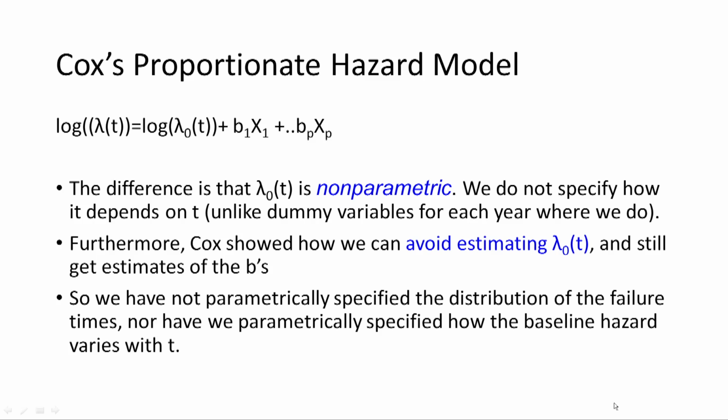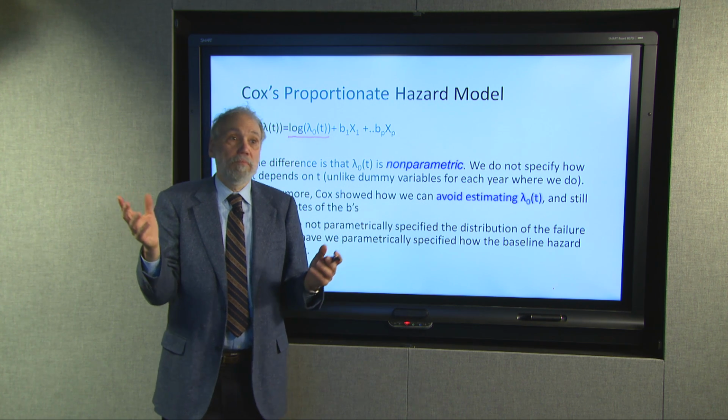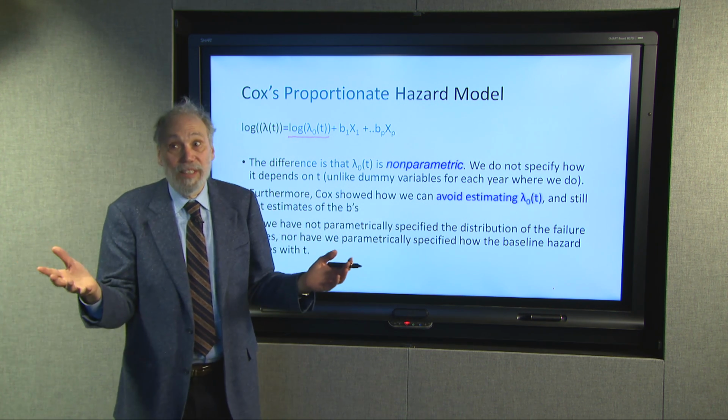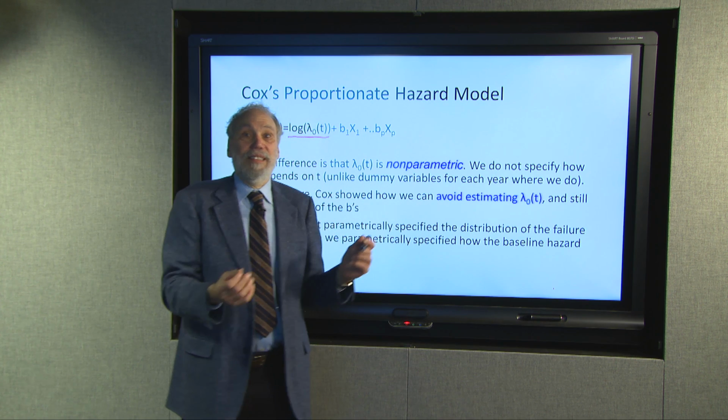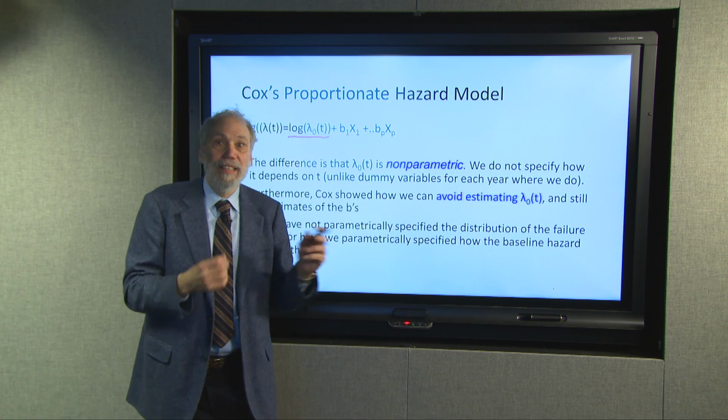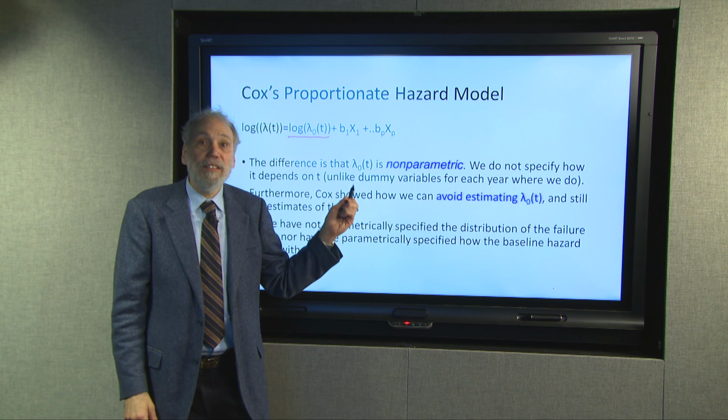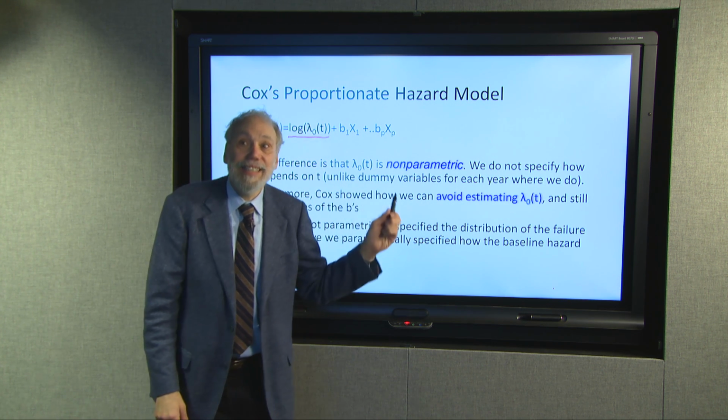So the Cox proportionate hazard model is almost identical except that instead of putting in dummy variables for each year to capture how the baseline hazard varies over time, I put in some function of time. Okay. Well, dummy variables for each year is a function of time. This is a function of time. What's the difference? Cox doesn't tell you what that function is.